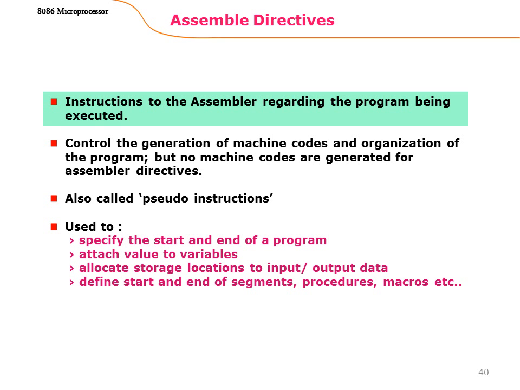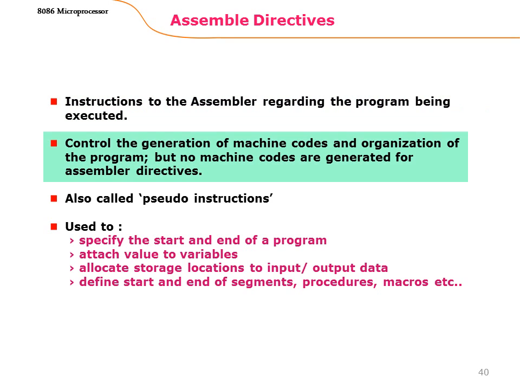Assembler directives are instructions to the assembler regarding the program being executed. They control the generation of machine codes and organization of the program, but no machine codes are generated for assembler directives. These are also called pseudo instructions. They are used to specify the start and end of the program, attach a value to a variable, allocate storage locations to the input and output data, and define the start and end of segments, procedures, macros, etc.